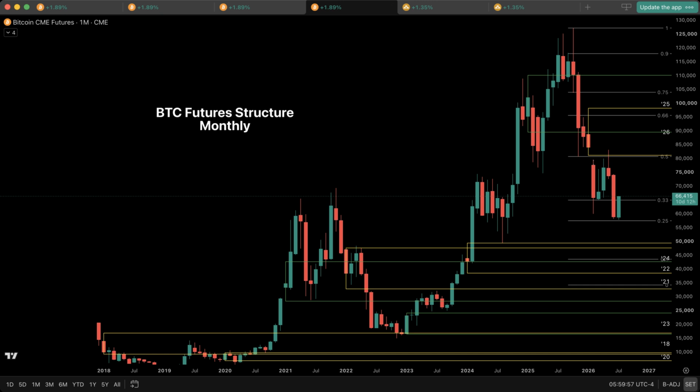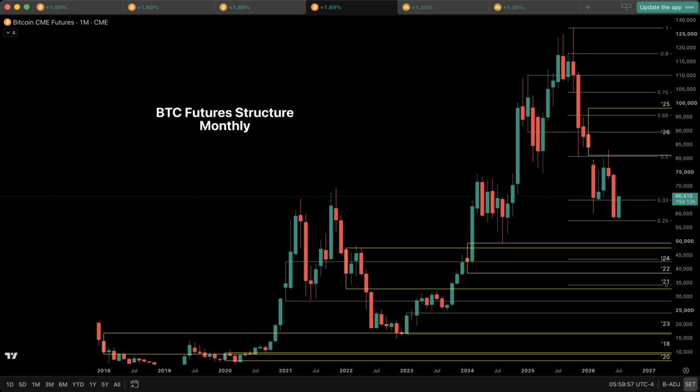So July is caught between two major forces. Below, June low and weekly 0.25. Above, weekly 0.33. That is why July does not move cleanly. It pushes up. It reacts. It pulls back. It tries again. It still has to prove holding.